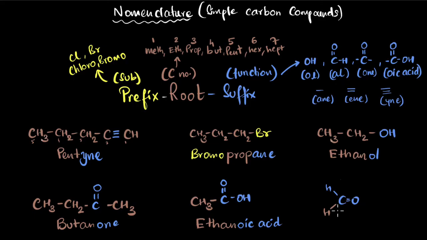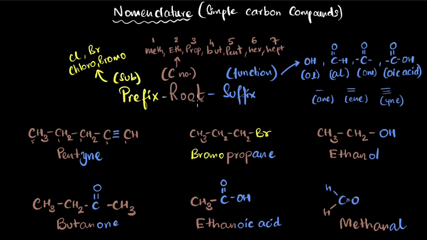Final one, no prefix. Directly write down the root word. I have only one carbon, so it's meth. And what is the functional group? Well, I have an aldehyde. C double bond O connected to an H. That's an aldehyde. So al. It's not methyl. That's not how you write it. How do you write it? Well, you first write methane, delete the E, and then write al. That's it. Methanal.